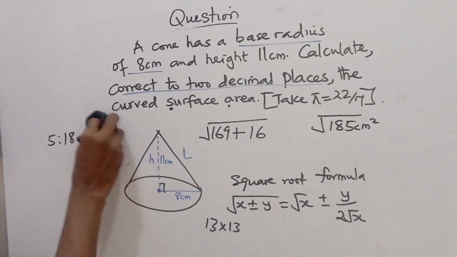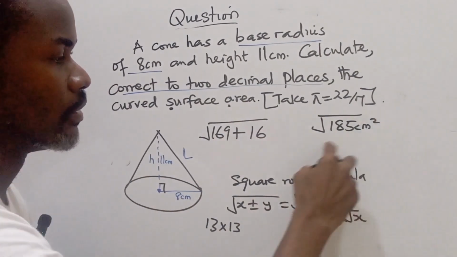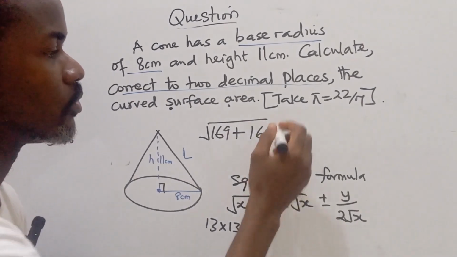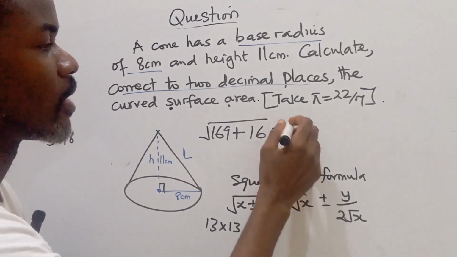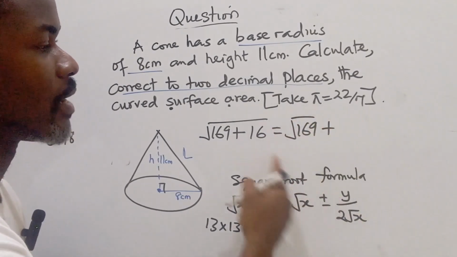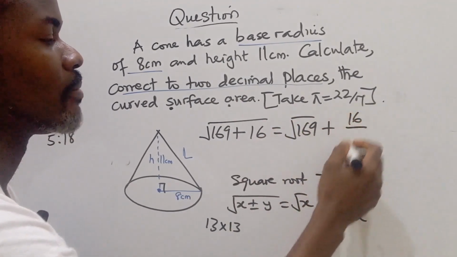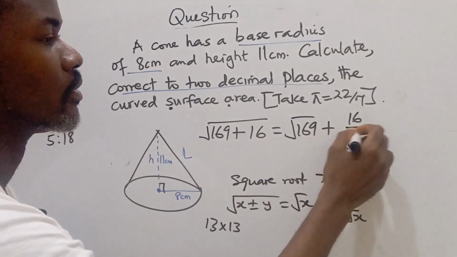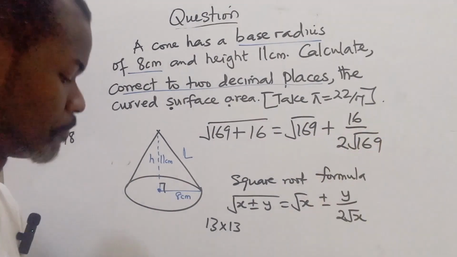Alright, so having gotten this, we can now solve further using the formula. Let me quickly substitute. So this will become the square root of 169 plus, this is my y, 16, divided by 2, multiplied by the square root of this, 169.